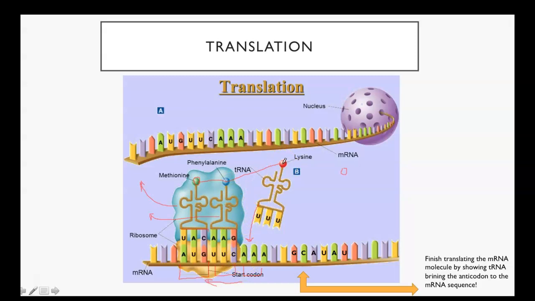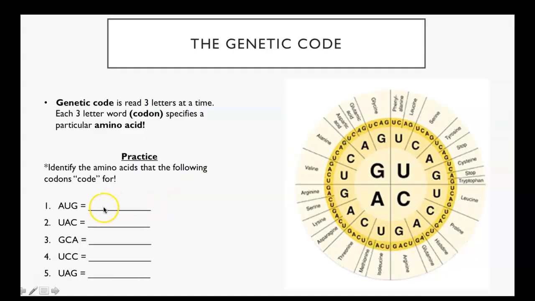Now, you're probably wondering, how does this codon code for this specific amino acid? That's a great question, because if we didn't have this codon right here, this tRNA wouldn't know which amino acid to pick up. So here's how we figure it out. This is called the genetic coding chart. The genetic coding chart is read 3 letters at a time. Each 3-letter word is a codon and specifies a very particular amino acid. I broke down the mRNA sequence into codons from the last diagram, and we're going to look at each codon and decode it using this genetic coding chart.